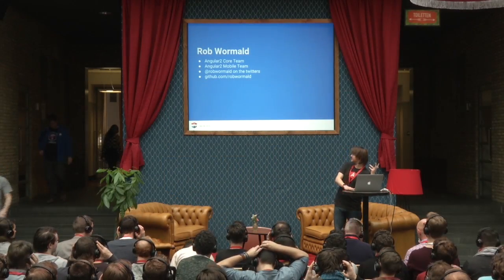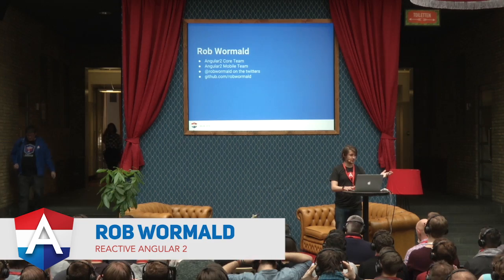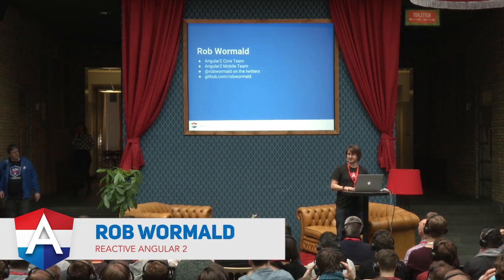I'm Rob Wormald. I'm on the Angular 2 core team. I'm also on the Angular mobile team. I'll talk a little bit about that. I'm Rob Wormald on Twitter. I'm Rob Wormald on GitHub. I'm pretty much Rob Wormald everywhere. It's kind of a benefit of having a strange last name. You can get the same handle everywhere.